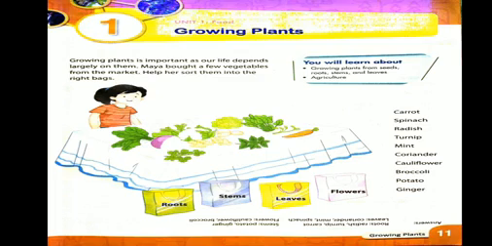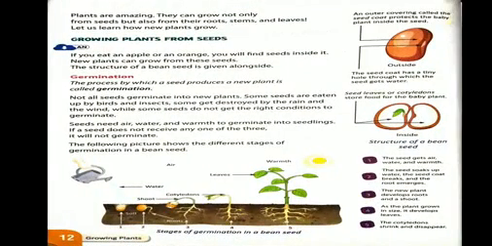We can add radish, turnip, and carrot as roots, and potato, onion, and ginger are stems, and coriander, spinach, and mint are leaves, and cauliflower and broccoli are considered flowers. So we can say that plants are amazing. They can grow not only from seeds but also from their roots, stems, and leaves. So let us learn how new plants grow.